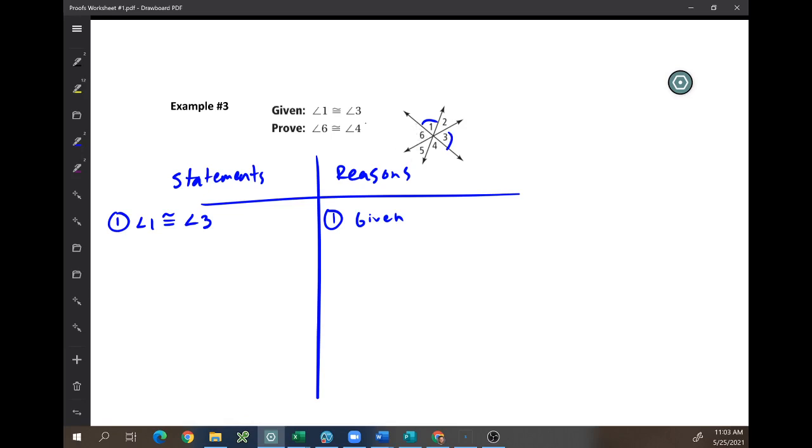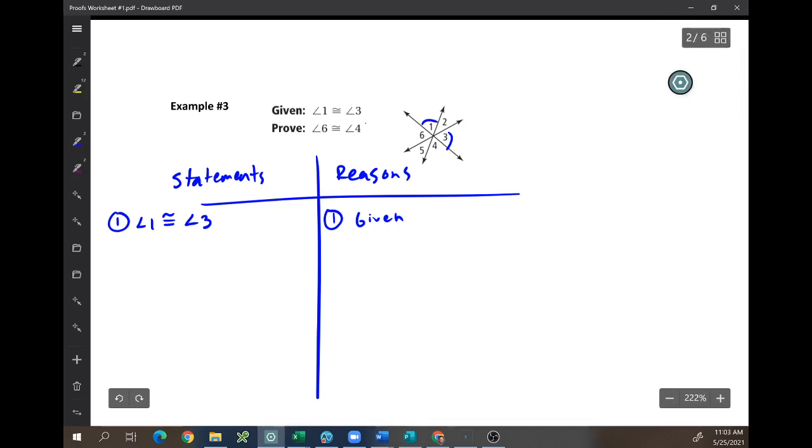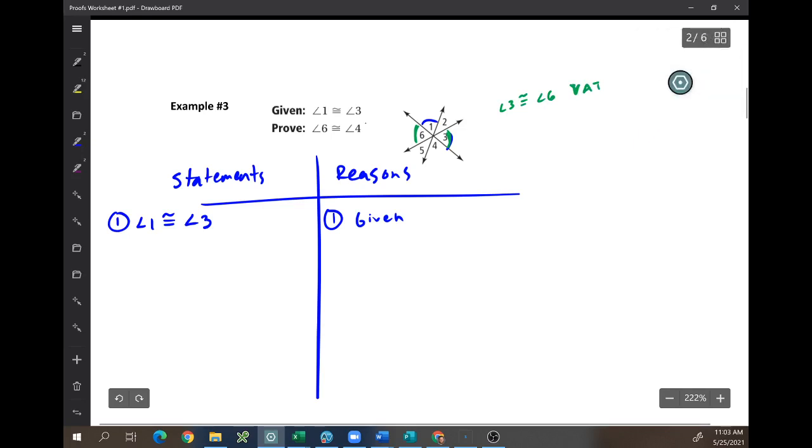Well, what else do I know? I'll put this in another color. I know that angle 3 has to be congruent to angle 6. Why? Those are vertical. So I'm going to just put this up top. Angle 3 is congruent to angle 6. Why? Vertical angle theorem. And then I also know that angle 1 has to be congruent to angle 4 because those are vertical angles.